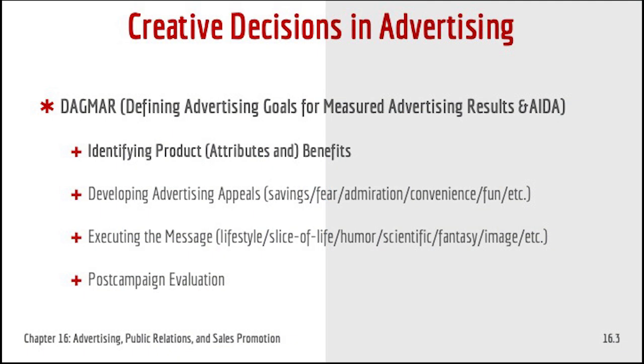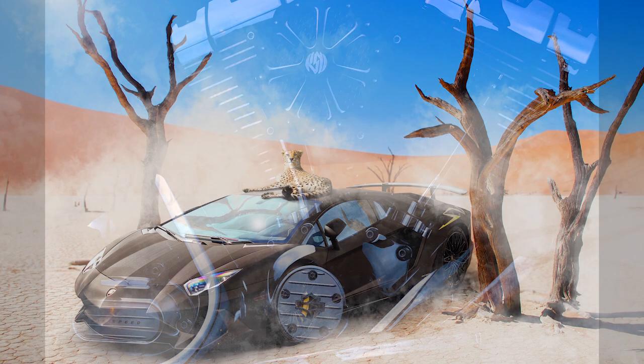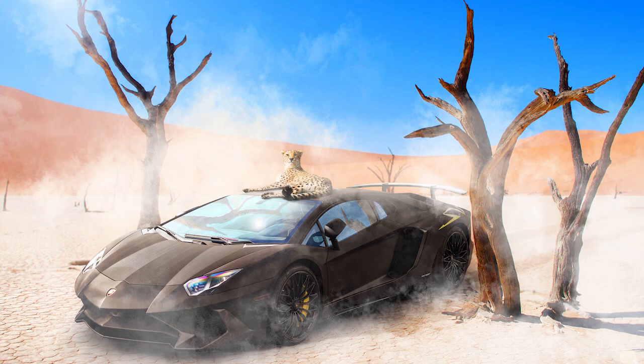Step 1. Identifying product benefits and attributes. An attribute is a characteristic of the product, like the size of a car's engine. The benefit is what customers get out of it. For example, a bigger engine may mean a more thrilling ride. There seems to be some consensus that advertising should focus more on benefits than on attributes.